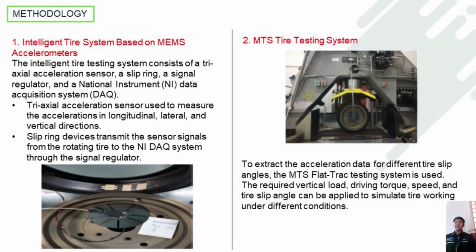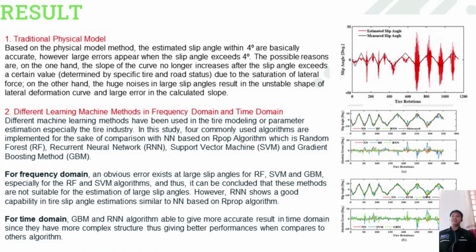So for the second methodology, this is the machine that they use for this research, which is the MTS flat track system. With this MTS flat track system, the researcher is able to insert the required vertical load, driving torque, speed and tire slip angle that can be applied to simulate the tire working under different conditions. Next, we move on to the result.